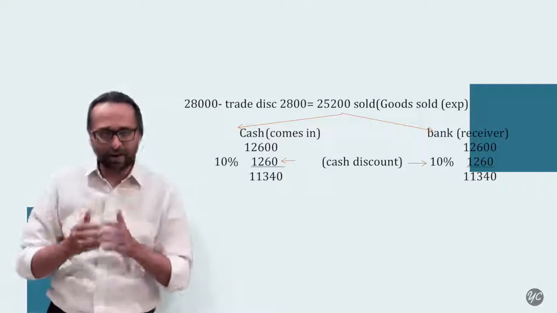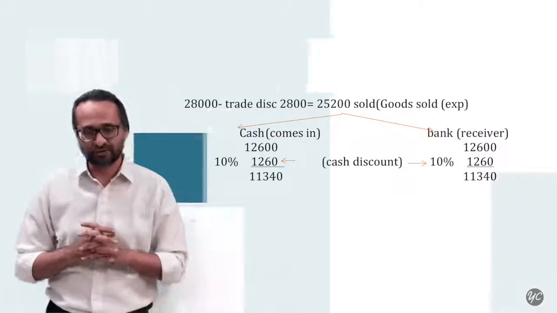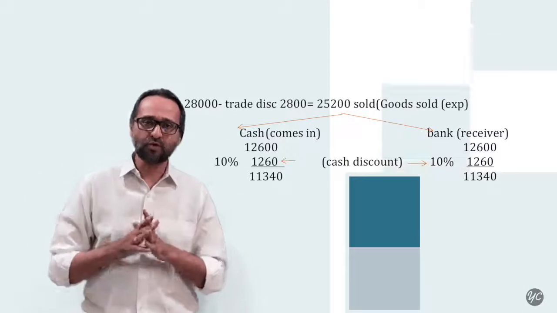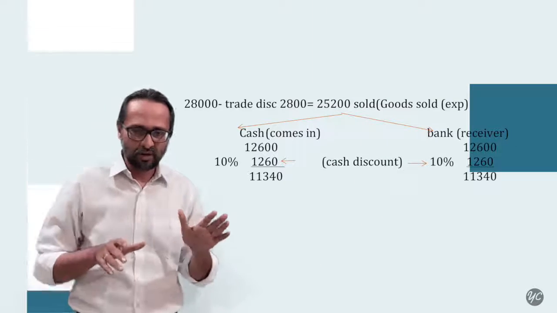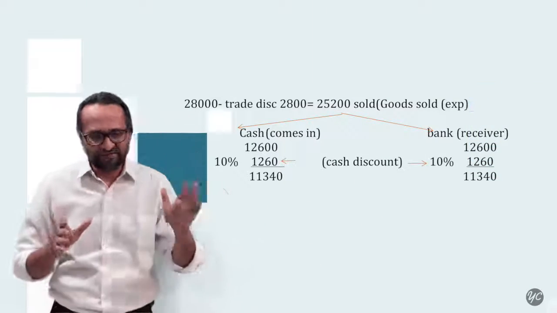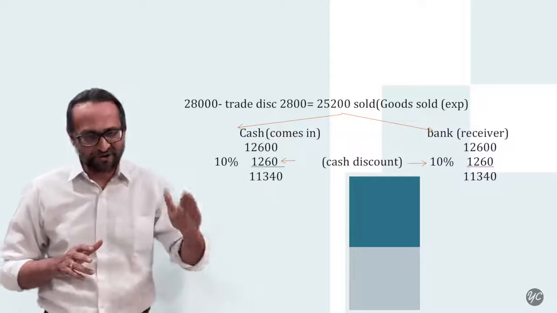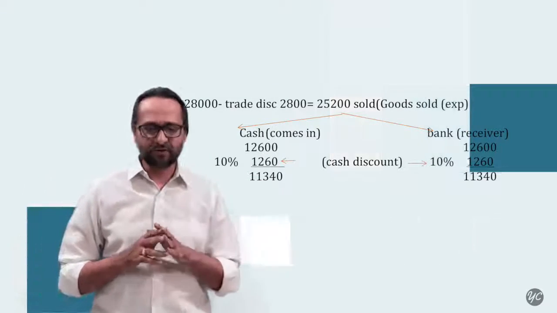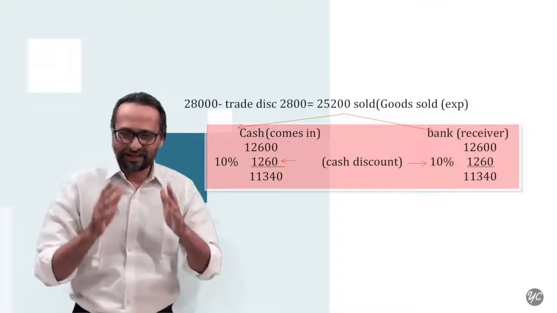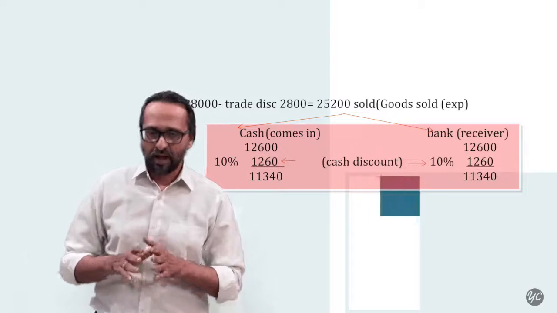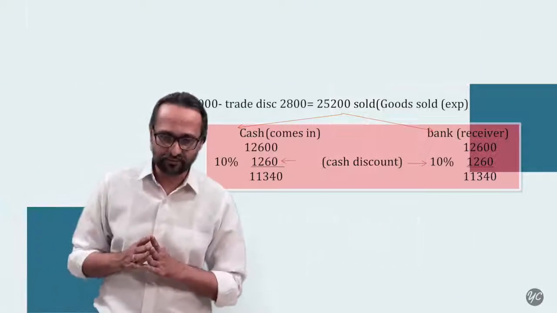Now next, we receive half amount in the form of cheque and half amount in the form of cash. So this 25,200 we have to classify into two parts, 50-50. 50% amount through cheque, so 25,200 into 50% is equal to 12,600. And the remaining 50% amount through cash is also 12,600.